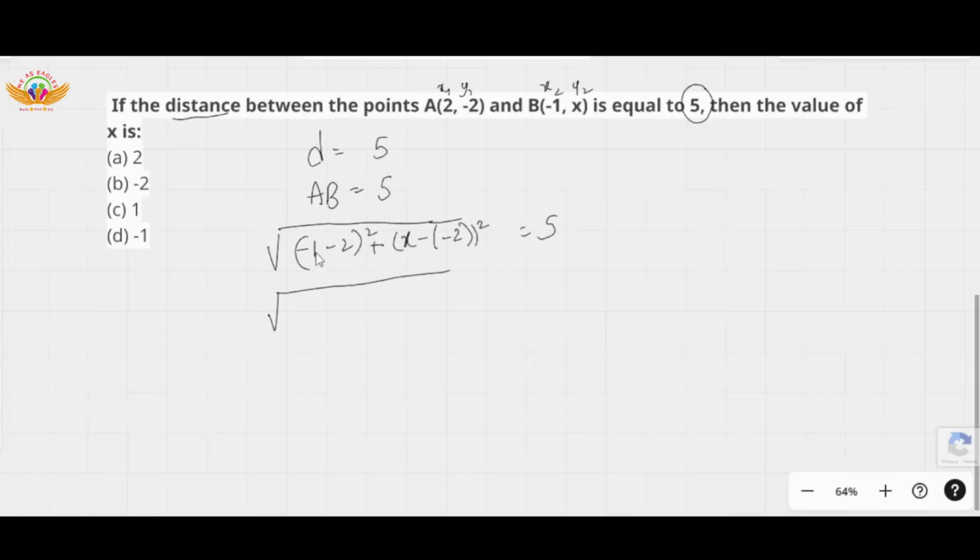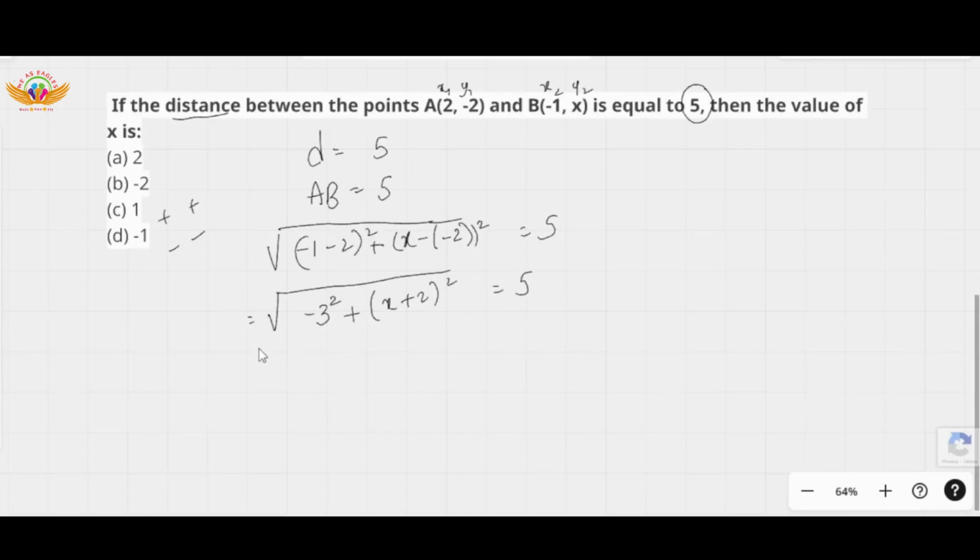Root of minus 1 minus 2 will be plus, that is minus 3. So we have to add and put the sign minus. Whenever you see plus and minus minus, you have to add the number and put the given sign over there. Okay, minus 3 square plus x minus into minus is plus x plus 2 whole square is equal to 5.